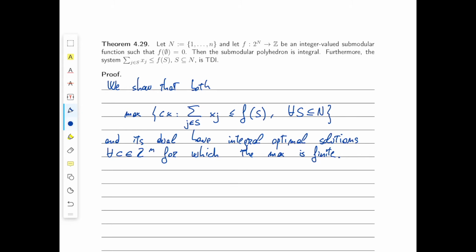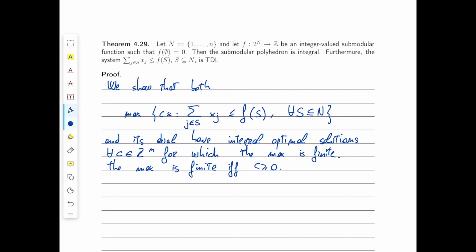Note that, first, when is this max finite? The max is finite if and only if C is greater than or equal to 0. Why is that? Well, of course, if you have a component of C that is negative, then since you always have inequalities of the form less than or equal to, you can always let the corresponding xj go to minus infinity, and you obtain better and better solutions, so solutions that go to plus infinity.